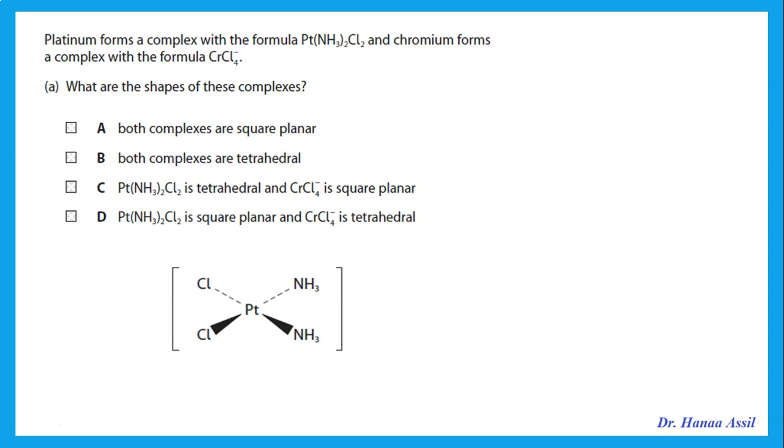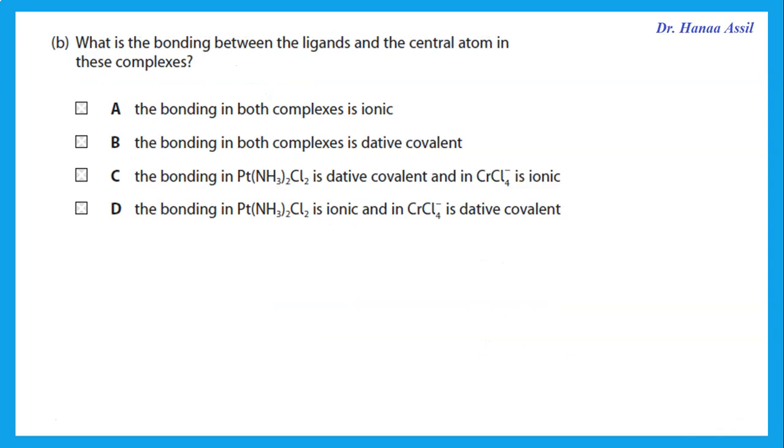So we said the cisplatin is square planar. Chromium with 4 chlorides bonded to it is tetrahedral. You have to know that. And if we ask why the 4 chlorines are tetrahedral, this is because the chloride ion is large and the ions need to be as far away from each other as possible.